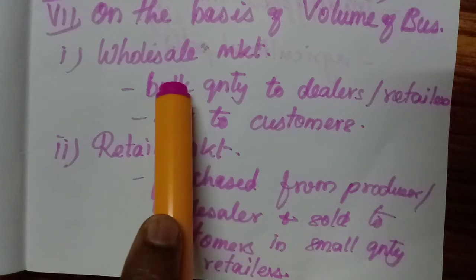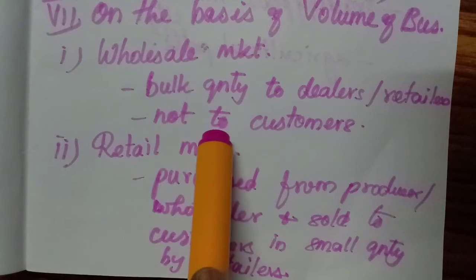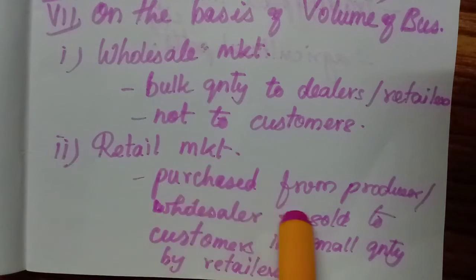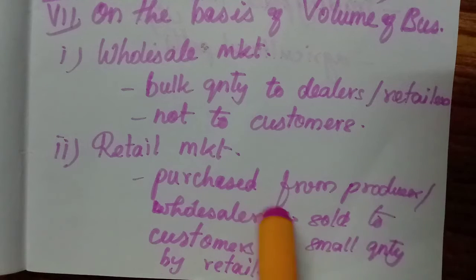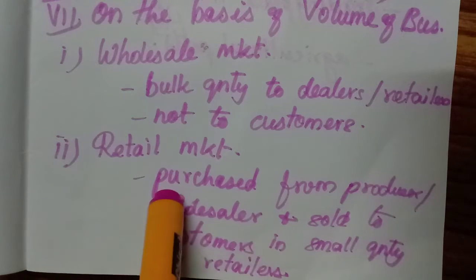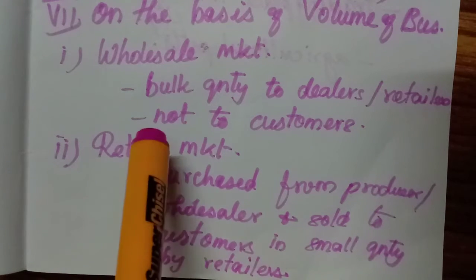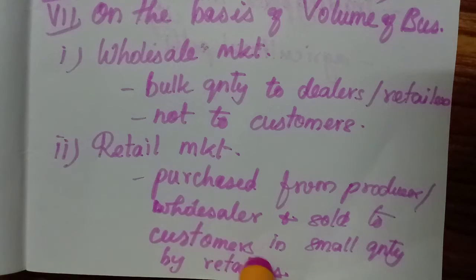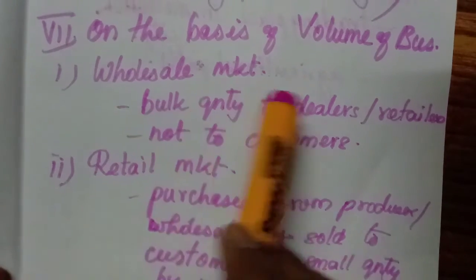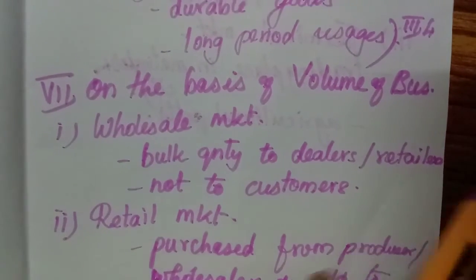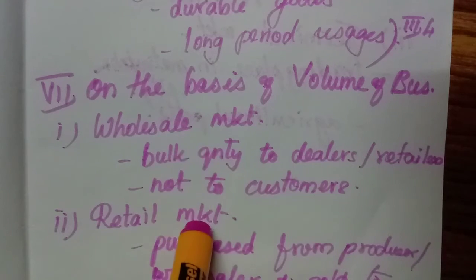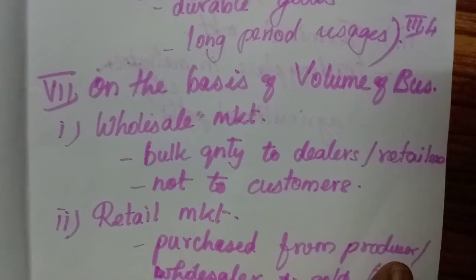Okay, but here they will not sell to the customers. Okay, that is why they are called retail market. They are selling to the customers. The retailers will purchase from the wholesalers or from the producers, and they will sell to the customers. Okay, on the basis of volume of business, it is divided into two. Okay, wholesale market and retail market.